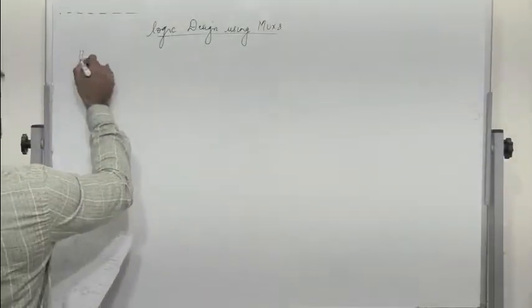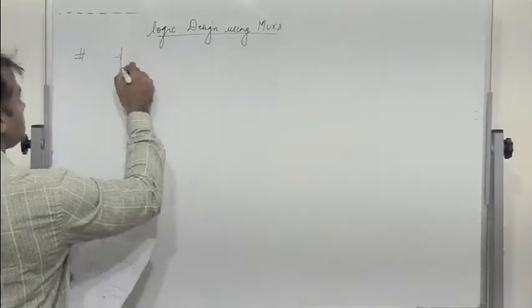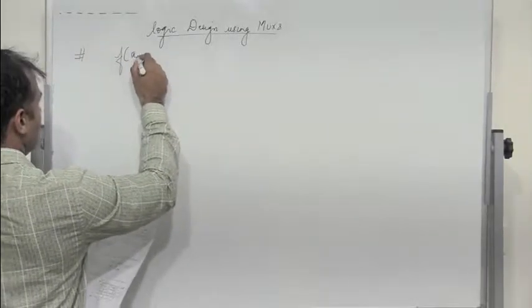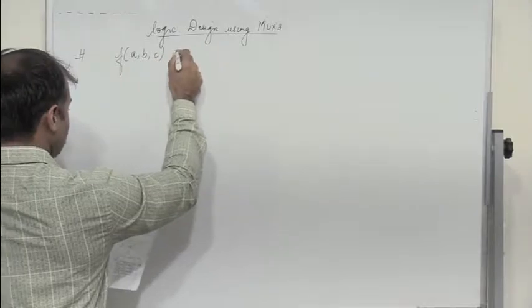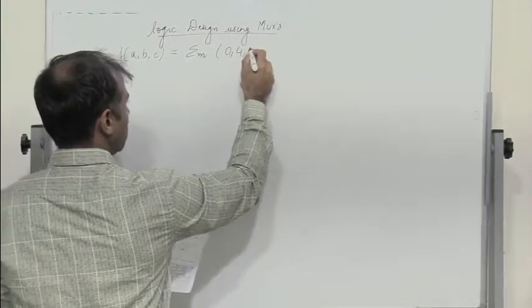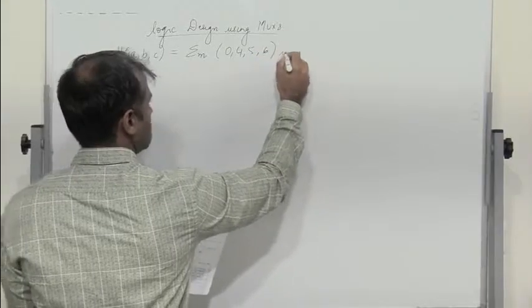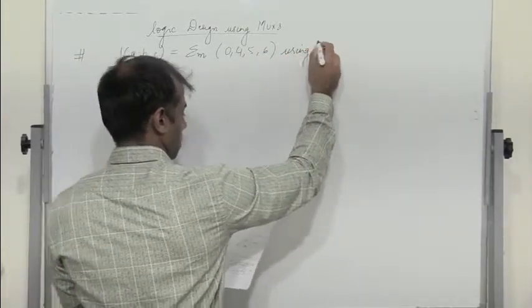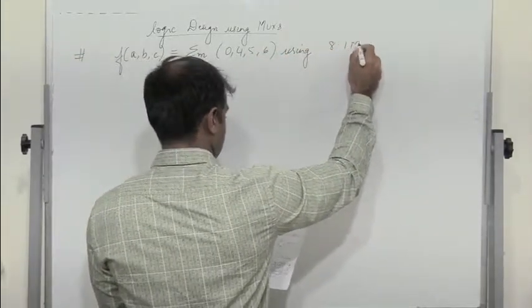So here we have a question. Implement function F(A, B, C) = Σm(0, 4, 5, 6) using an 8 is to 1 MUX.